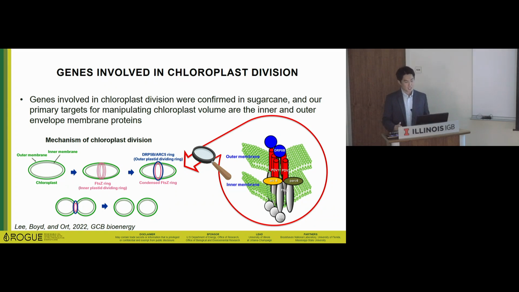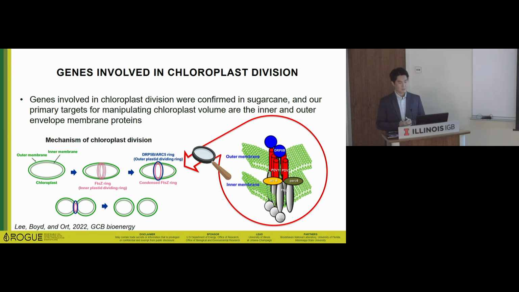as I mentioned earlier, our research group wanted to modify the chloroplast volume, specifically the chloroplast size. So we targeted diverse genes involved in chloroplast division. This is an example of the genes involved in chloroplast division. We modified the gene regulation, and our research group successfully generated transgenic lines.